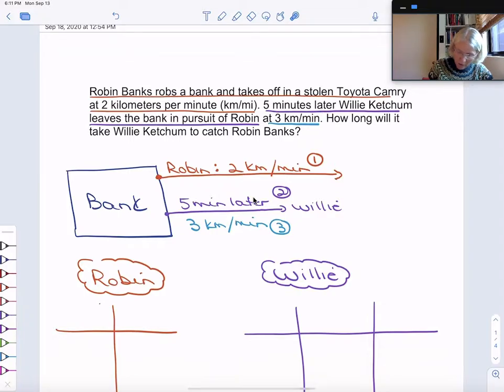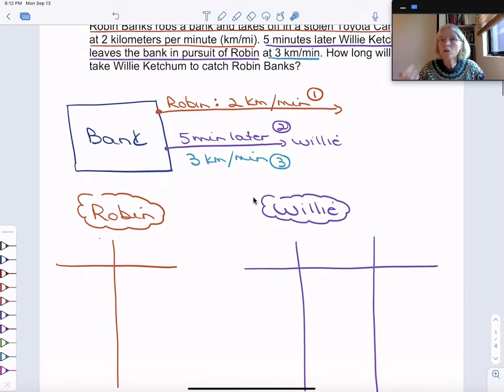So I have that in purple. Willie has a couple things about him. He gets to the bank 5 minutes after Robin has already left, and he takes off 5 minutes later, traveling at a speed of 3 kilometers per minute. So we have 3 different patterns going on here. One of the next steps I do is describe each of these patterns using a variable expression. To do that, one technique I use, and there are so many different ways to do this, is to collect some information in a table and use that to generalize to get my expression.